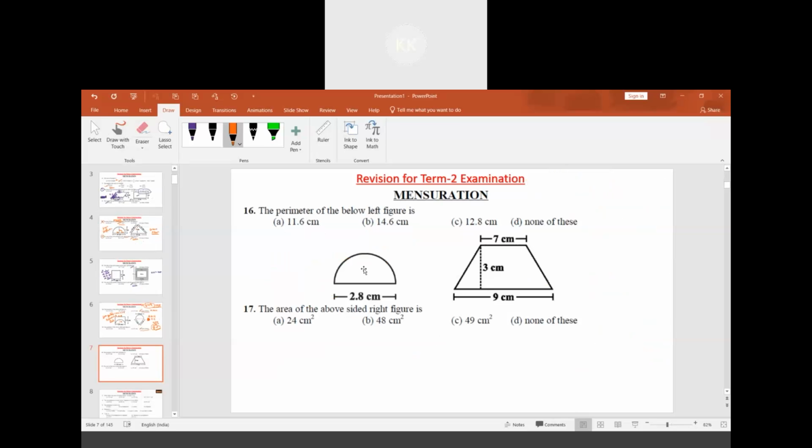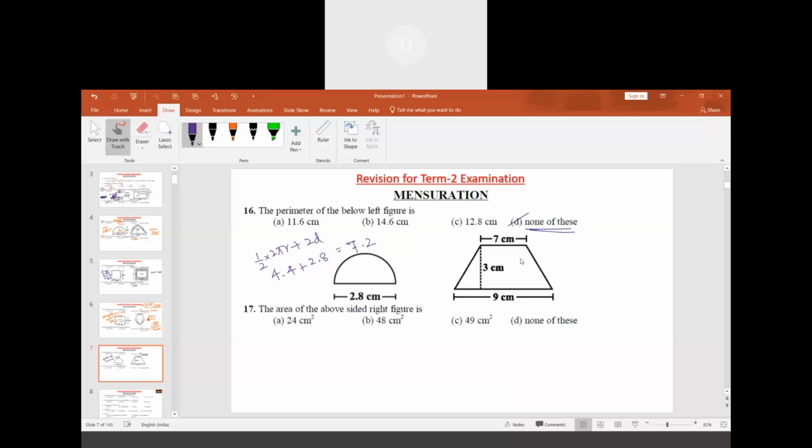What's the perimeter of this left figure? Sir, 7.2. We found 4.4 plus 2.8, which is 7.2. For everything, none of this is the answer.